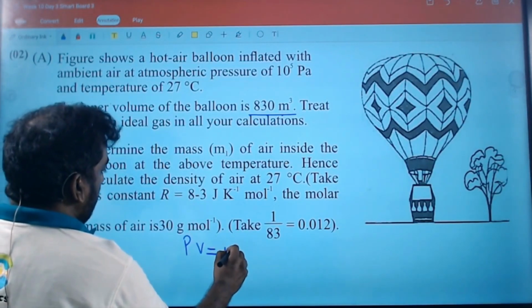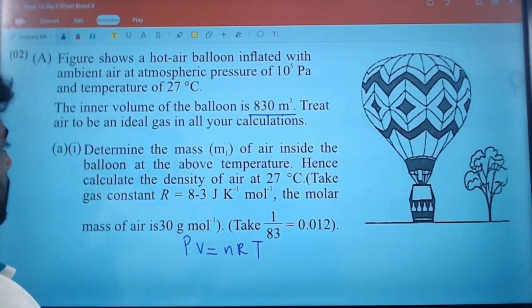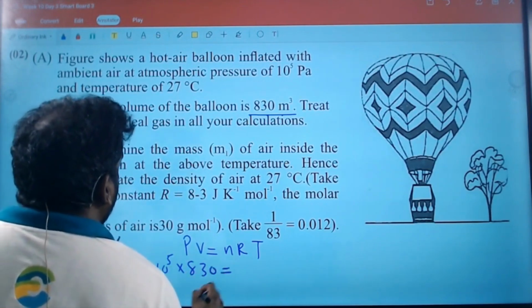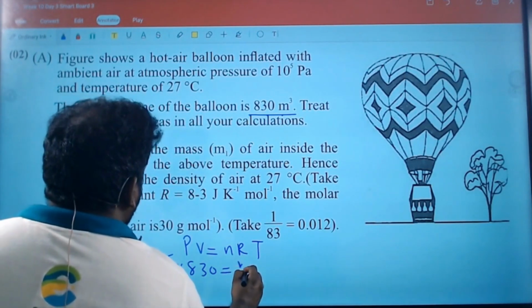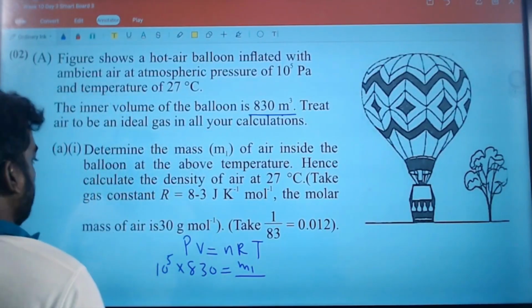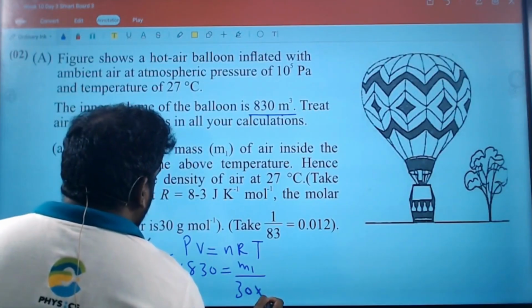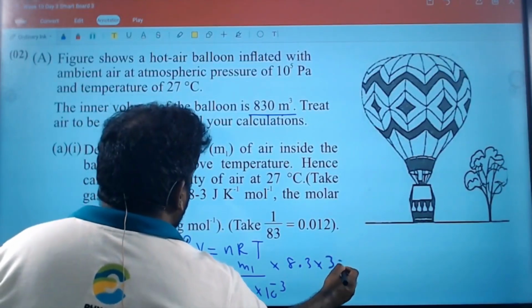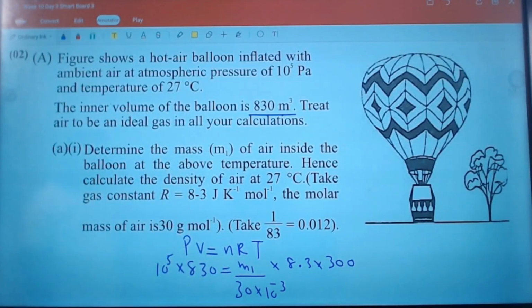So we can take PV equals nRT. Atmospheric pressure 10 to the power 5, 830, mass over molar mass. Molar mass of gas 30 gram per mole, convert to kilogram. R is 8.3. Temperature 300 Kelvin. From this, if you simplify, the mass you will get is around 1000.